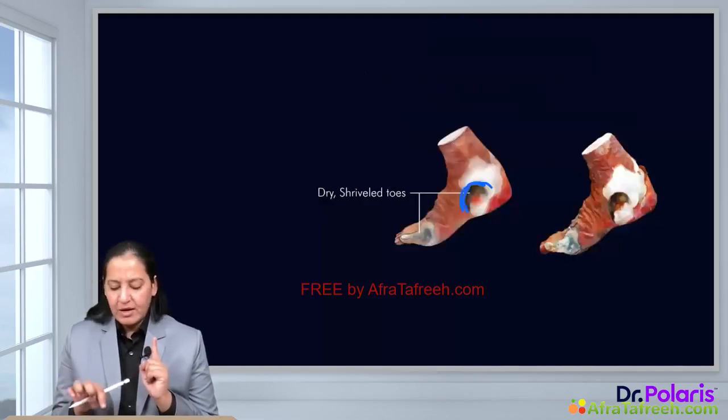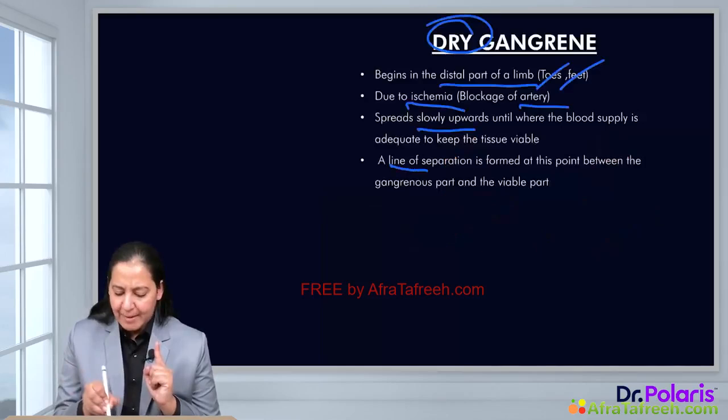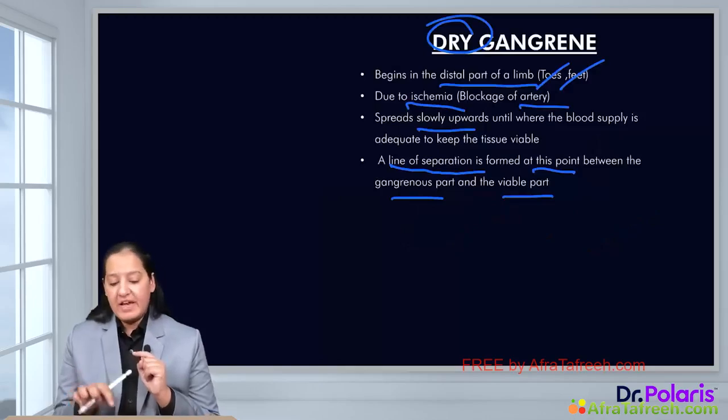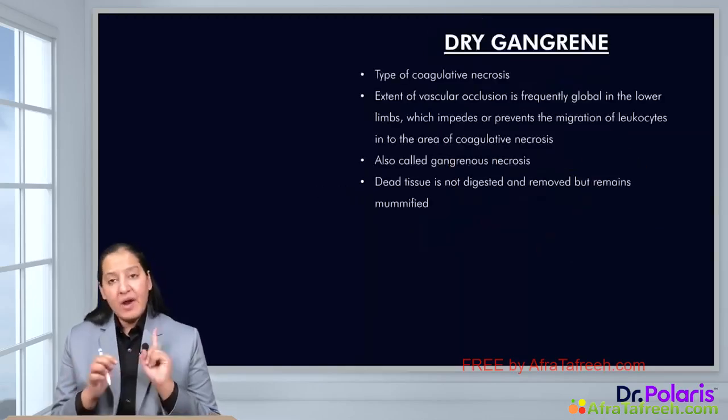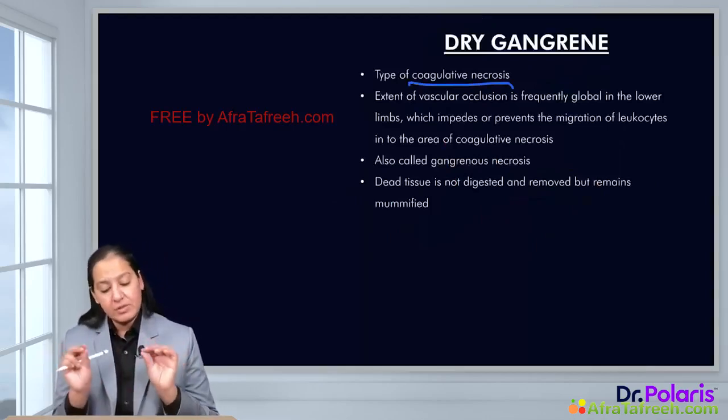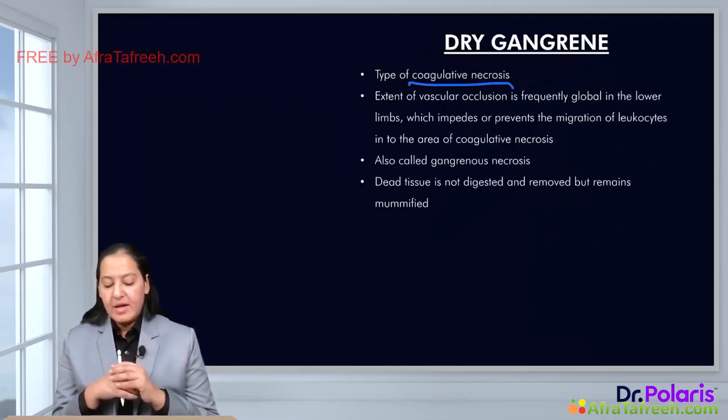So that is dry gangrene. A clear line of separation is formed between the viable tissue and the dead gangrenous tissue. In dry gangrene, it is only coagulative necrosis. There is no liquefactive or other types of necrosis. Only coagulative necrosis is there, and it is slow.